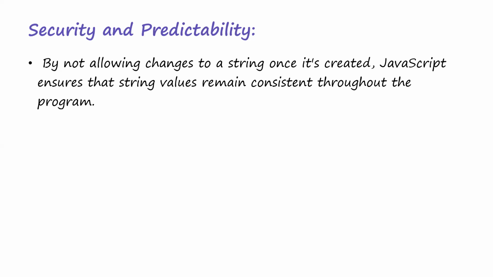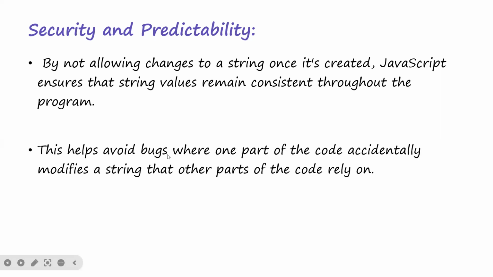So to prevent that, JavaScript made strings immutable. Once you have created a string, any modification you make on it only creates a new string, so it will not affect the original value. This helps avoid bugs where one part of the code accidentally modifies a string that other parts of the code rely on. Once you modify it, it will no longer work the way it's expected. It can create errors and bugs that will be very hard for you to figure out. So understand that string immutability exists in JavaScript and it is very important.